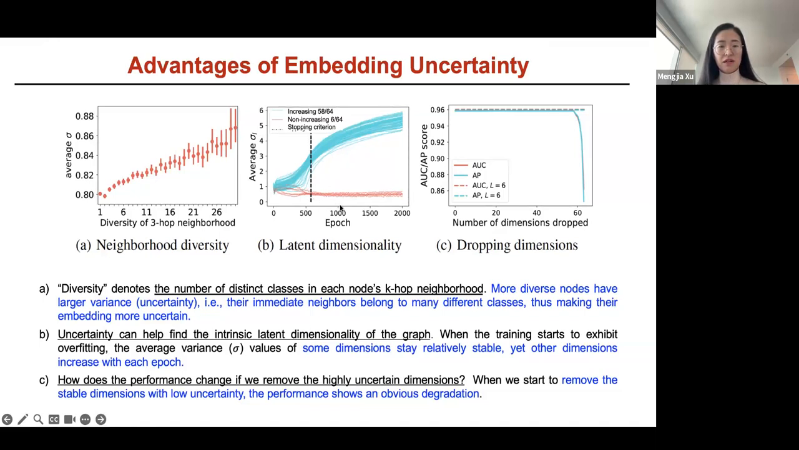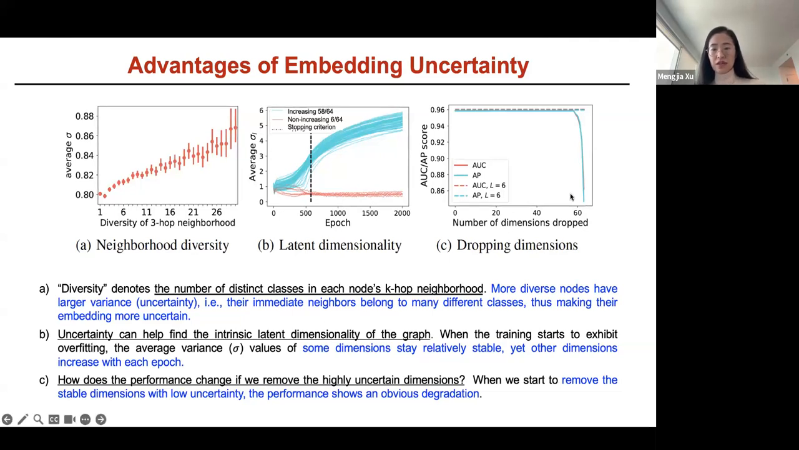So the right curves show the latent dimensionality of the graph. Actually, I think it's corresponding to 6 or 4. Yeah, 6. So these 6 dimensions actually correspond to the latent dimensionality of the graph, which captures the number of communities in the graph. For example, in a social network like LinkedIn or Twitter, how many communities there are in a huge, larger-scale graph.